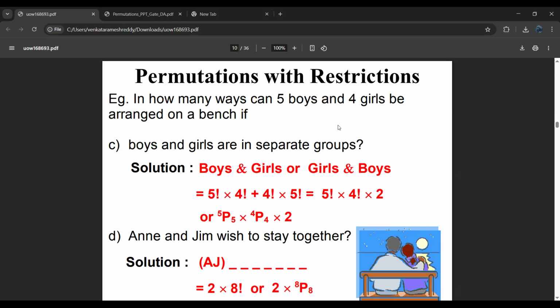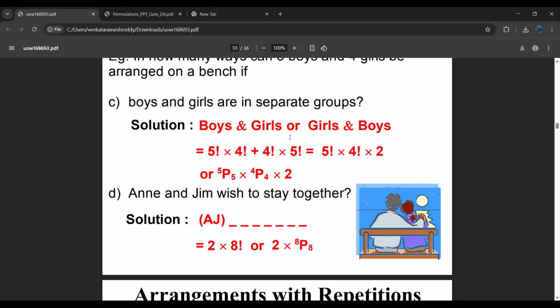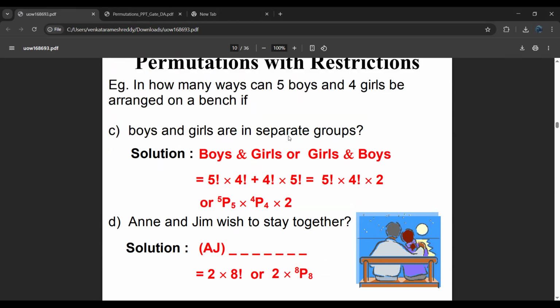So like that you can solve this problem. See the next question. How many ways can 5 boys and 4 girls be arranged on a bench? There are 5 boys and 4 girls. They are asking in how many ways we can arrange the 5 boys and 4 girls if boys and girls are in separate groups. There are two groups, boys and girls.